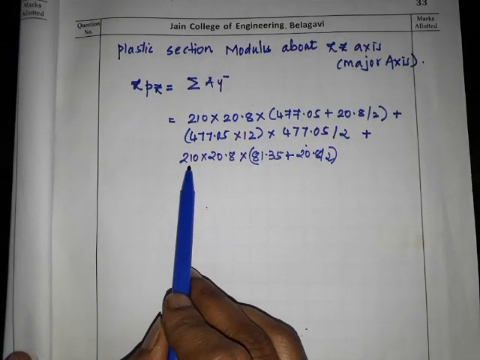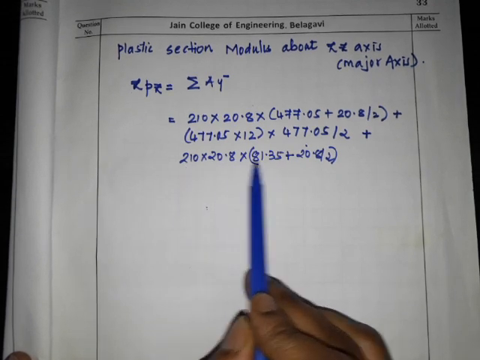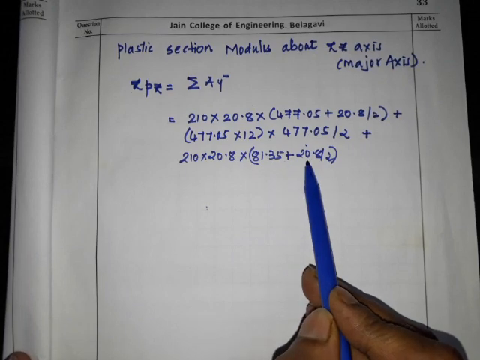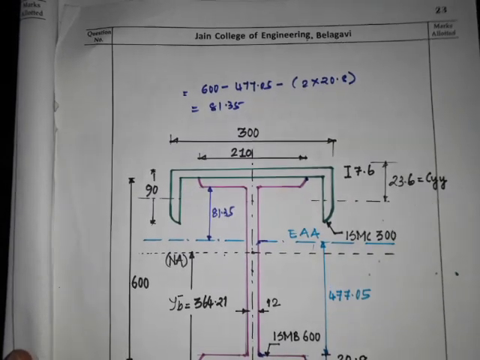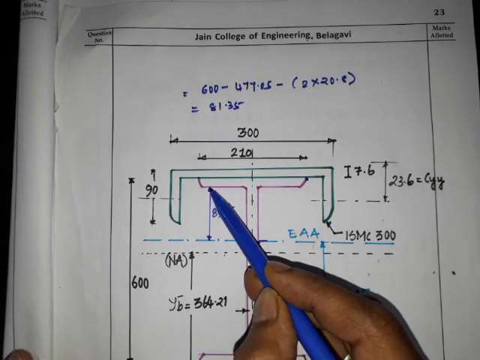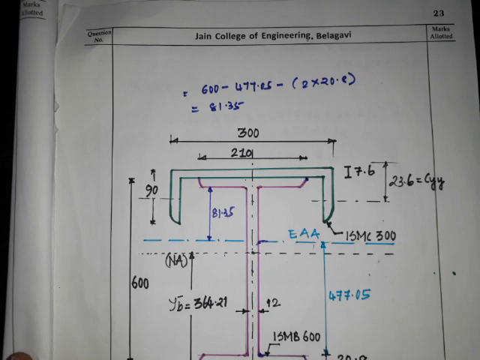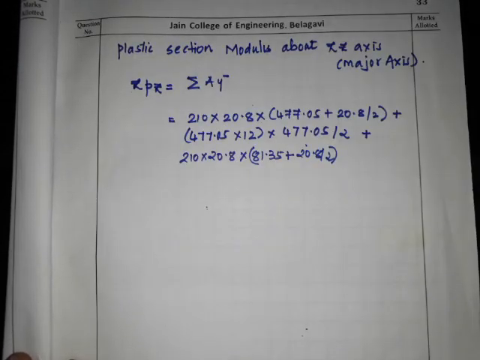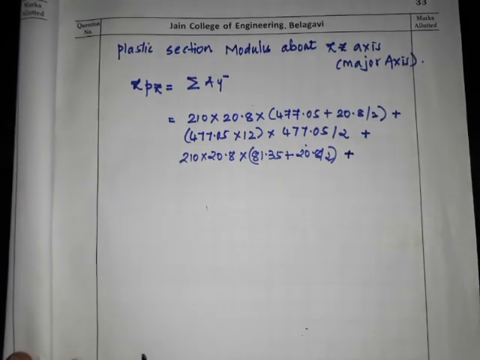Okay, 210 into 20.8 into, so that is A into y bar: 81.35 plus 20.8 divided by 2, correct? This is for the top flange. Then we have the web above the equal area axis.